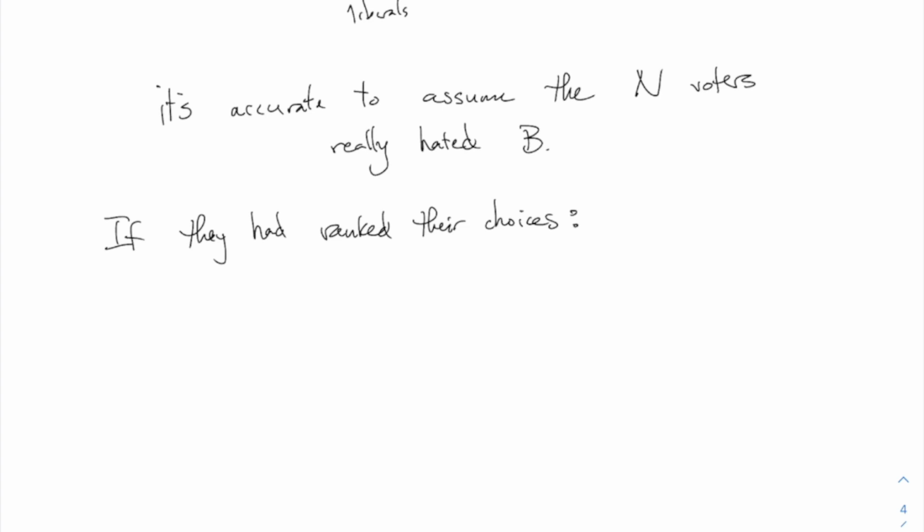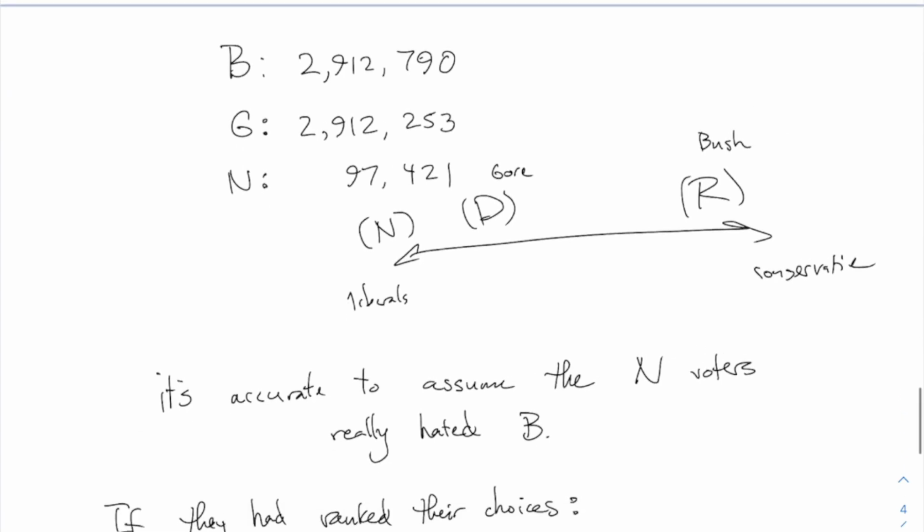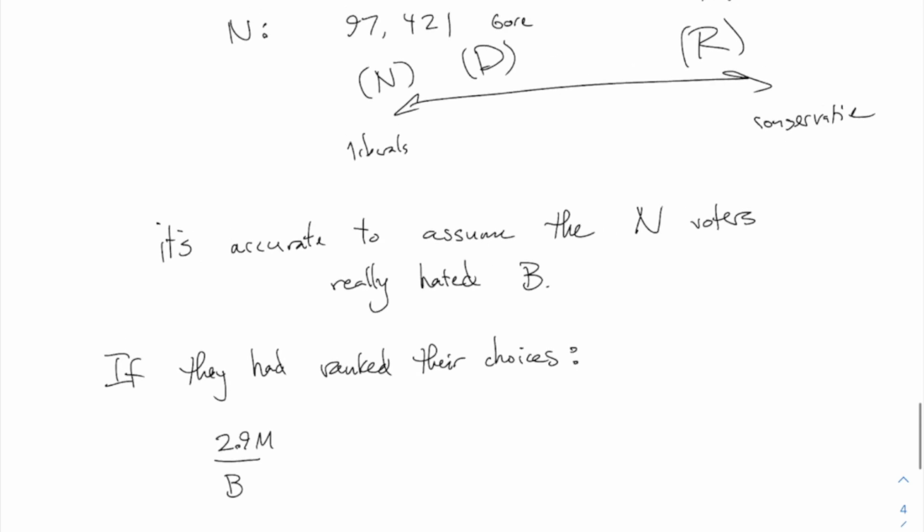If they had ranked their choices, I'm going to make one of these charts that I have before, where I have certain people. For example, what about the Bush people? Let's say 2.9 million. I'm just going to write it in terms of millions, rounding off here. 2.9 million people put Bush on top. We know that because they voted for Bush. But if I ask you, how do you think they would have ranked the other candidates? They like Bush the best, but what about the other two? Would they have said your choices are Bush and then Gore and then Nader, or possibly Bush and then Nader and then Gore? What do you think?